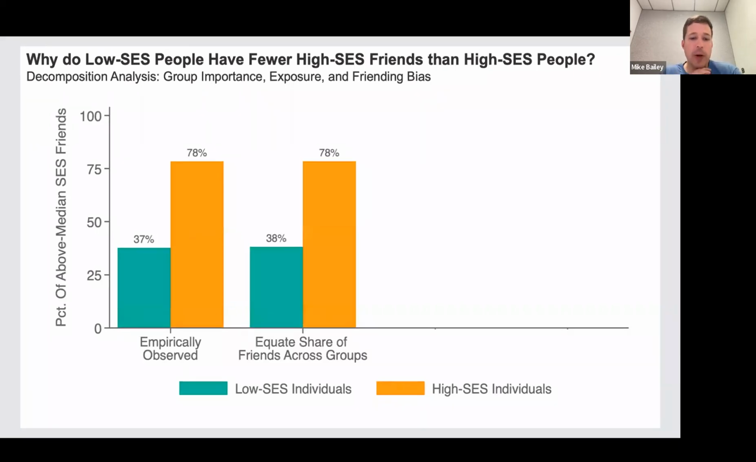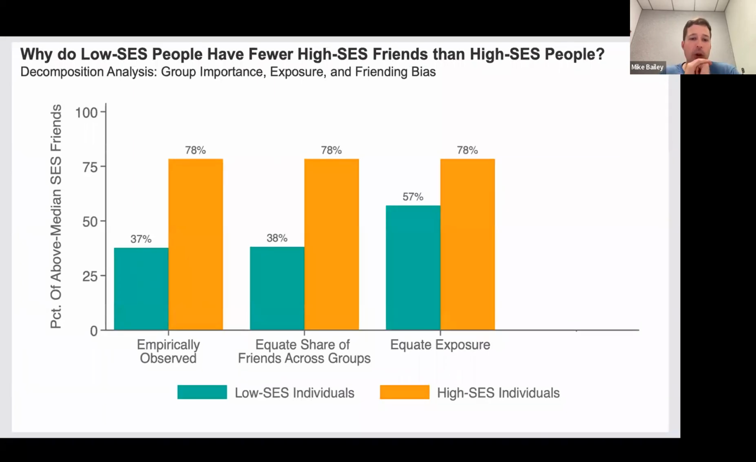So the first one is you equalize share of friending across groups, then the gap doesn't really change. So the big driver isn't that the rich and the poor are making friends in different groups. Like we did see that was happening, but it doesn't drive much of the gap. But if you equalize exposure, then the gap shrinks by about 50 to 60%.